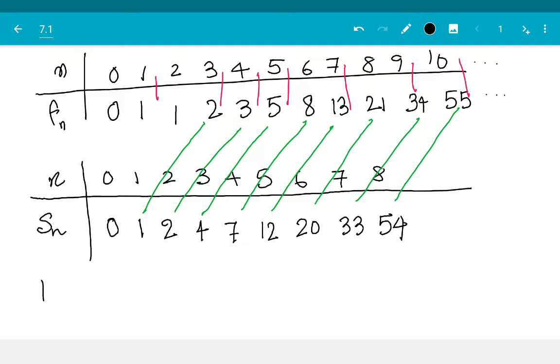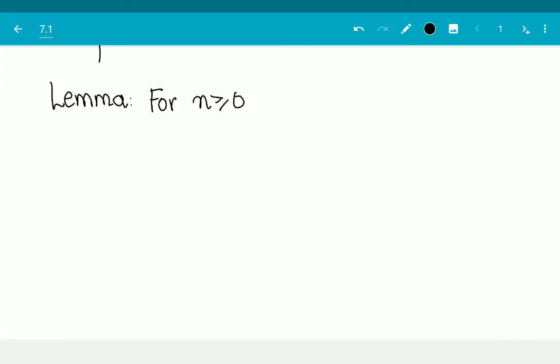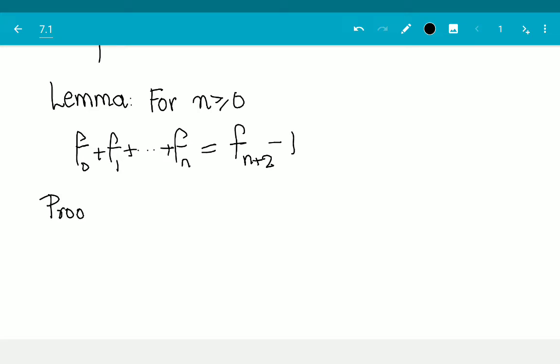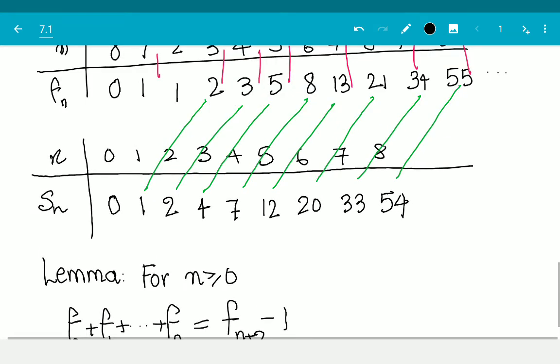And it is indeed the case, when we get the lemma: for n greater than or equal to 0, f0 plus f1 plus all the way up to fn is equal to f of n plus 2 minus 1. Okay, how are we going to prove this? The proof is going to be by induction. Let us first see if it makes sense.